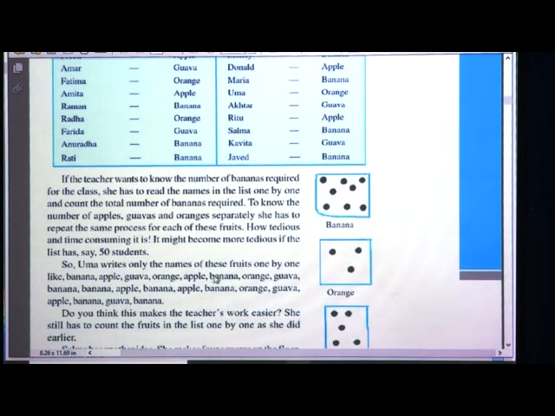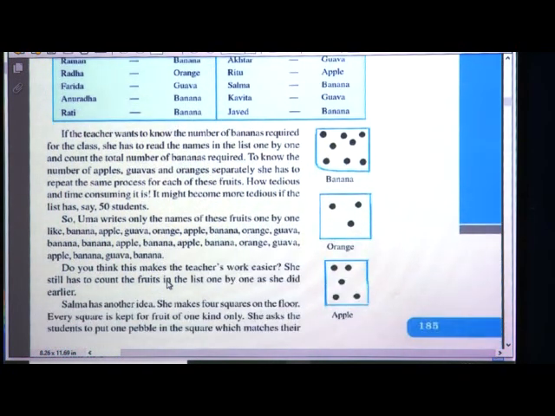Uma writes only the names of these fruits one by one, like banana, apple, guava, orange, apple, banana, orange, guava. Instead of writing the names of the students, she has written only the fruit. She has written banana, then another student likes apple, another guava, then orange, then apple, banana, orange, guava, banana, banana, apple, banana, apple, banana, orange, guava, apple, banana, guava, banana. In this way she has written.